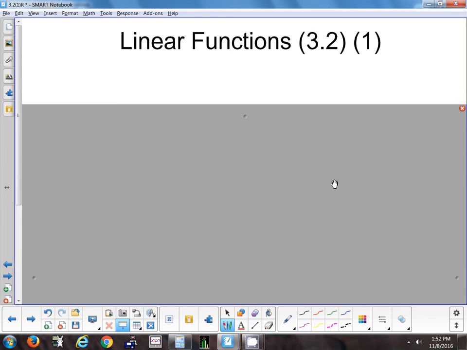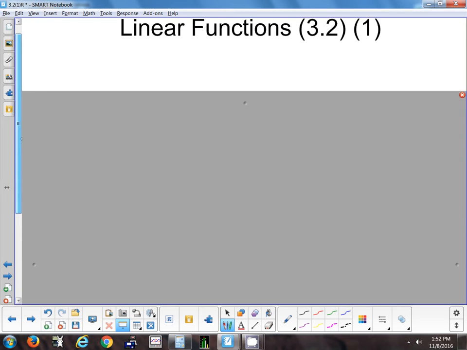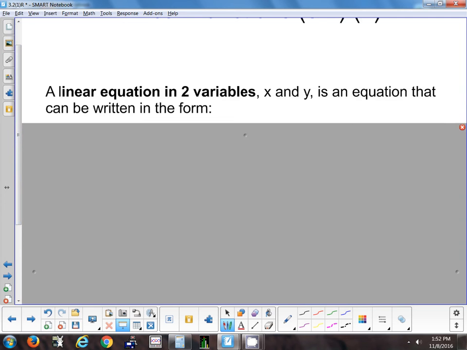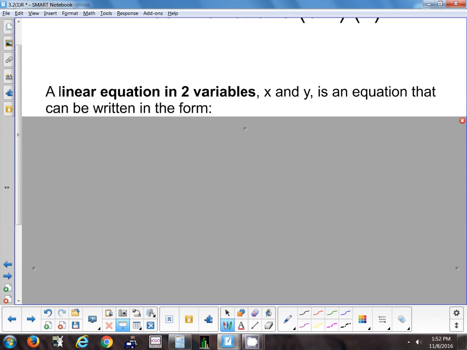All right, so chapter 3, section 2, part 1. I'm going to talk some more about linear functions. All right? So a linear equation, it can be in 2. We're going to have 2 variables. Remember, variables are letters. All right? We're going to have an x and a y. And it's going to be written in a certain form.